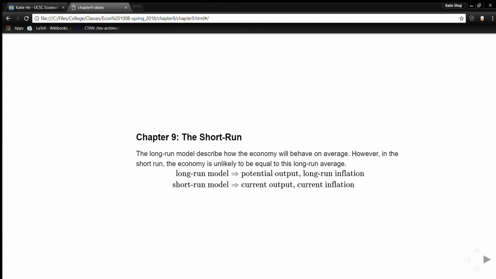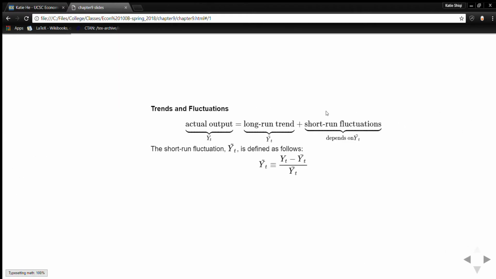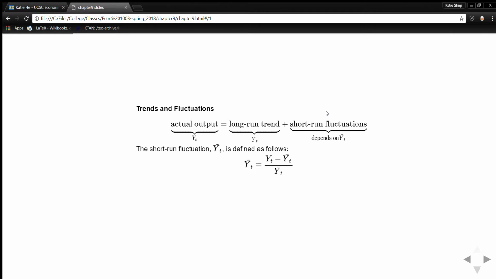But today we're going to be talking about Chapter 9, the short run. So far in the lecture and in the textbook, we've been talking about the long run model, which describes how the economy will behave on average. However, in the short run, the economy is very unlikely to be equal to its long run average due to fluctuations. And we can see that we can decompose the actual output as two different components. One is the long run trend or long run average, and the other is what we call the short run fluctuations.